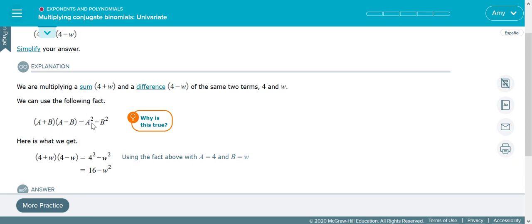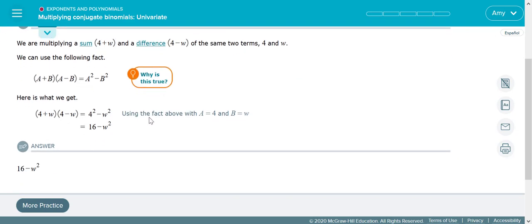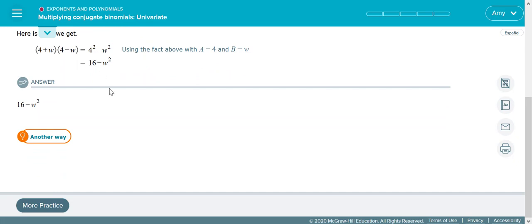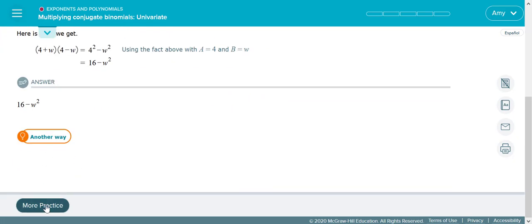This is actually the type of answer we came up with in our first example. And then you can even click on why is this true? And it shows you from the foiling process that the 2 terms in the middle add up to 0. So it talks about everything that you need to know there. And then it shows you the steps and then the answer. Okay. Now, if you click that though, notice it did solve this problem for us. So we're going to click on more practice.